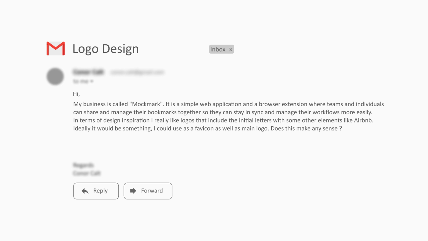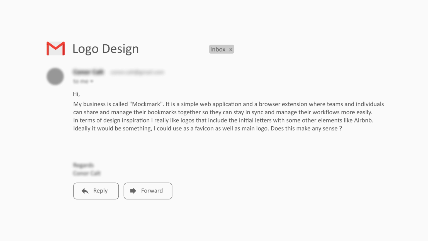The client says that my business is called Bookmarks. It is a simple web application and a browser extension where teams and individuals can share and manage their bookmarks together, so they can stay in sync and manage their workflows more easily. In terms of logo inspiration, I really like the logos that include the initial letters with some other elements, like Airbnb. Ideally, it would be something I could use as a favicon as well as main logo.